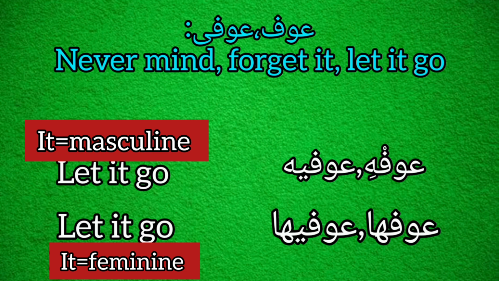Olfih, let it go. As you know, in Arabic, not only do we have masculine and feminine for people, but also we have masculine and feminine for stuff, for things, for objects, and so on. Then Olfhe is masculine and Olfih is feminine. And Olfa is masculine and Olfiha is for feminine.